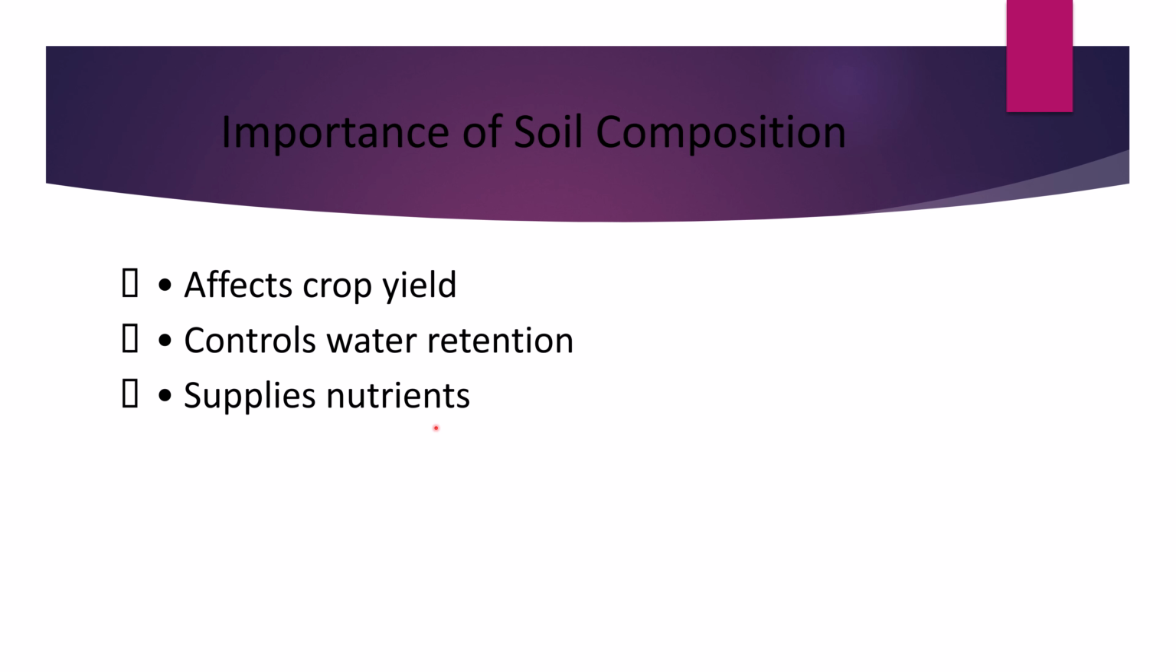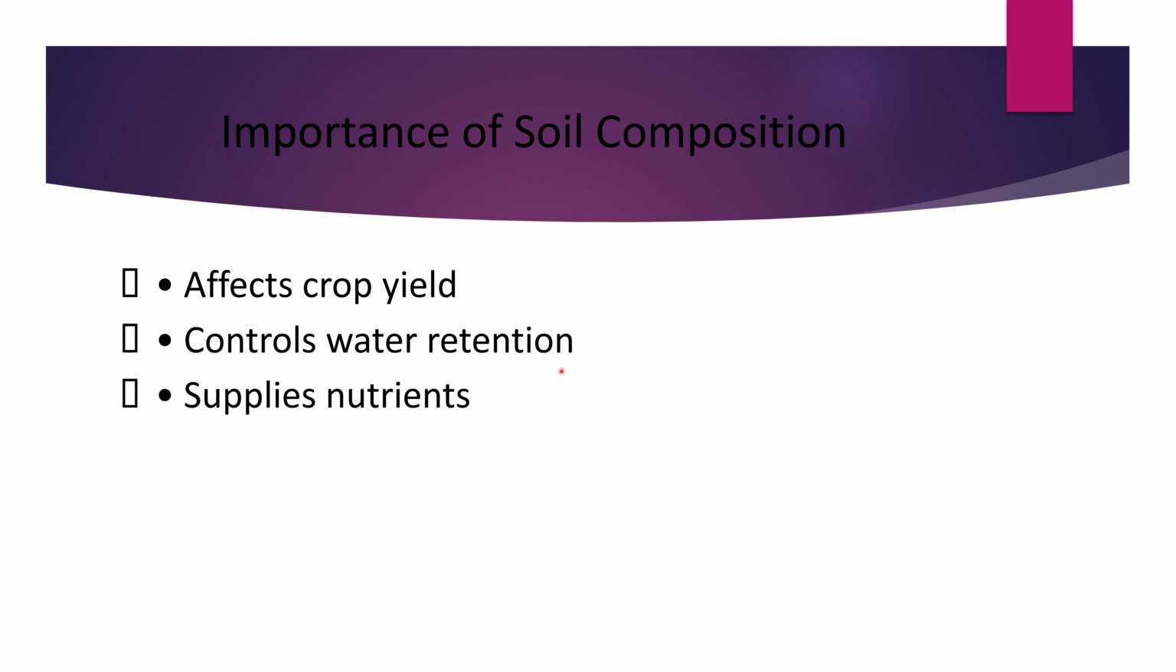Now that we have looked at all the individual parts, the sand, silt, clay, air, water, and humus, let's see why the overall composition is so important. The balance of these parts matters for three main reasons. Affects crop yield. If the soil is too sandy or too clay heavy, plants won't grow as well. The right mix ensures farmers get the most food possible from their land.